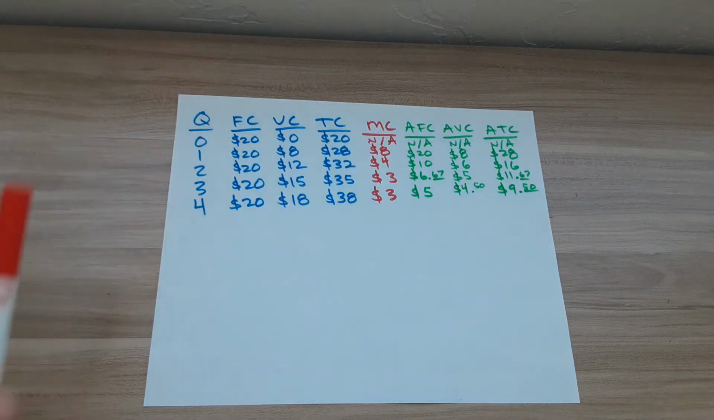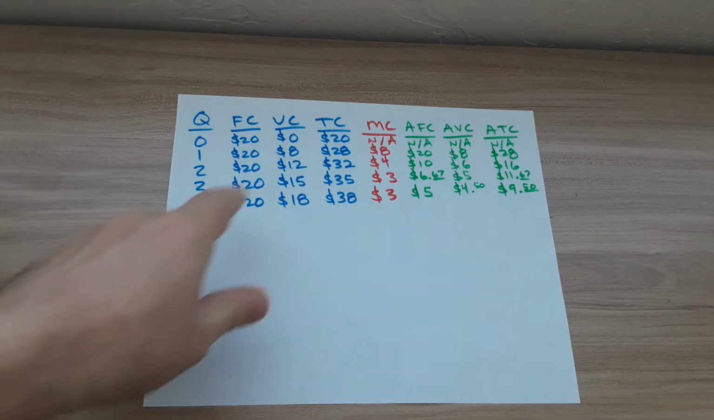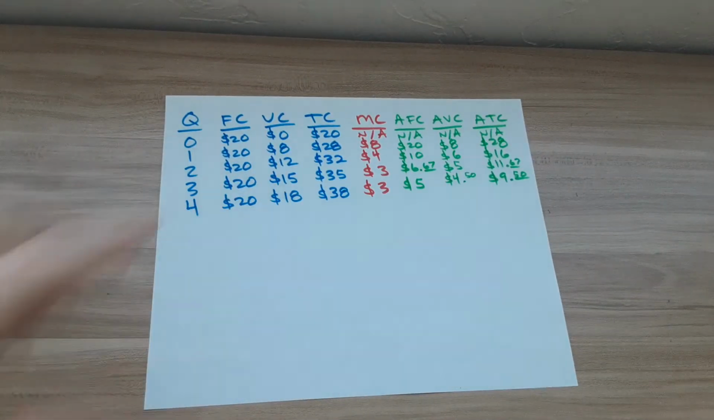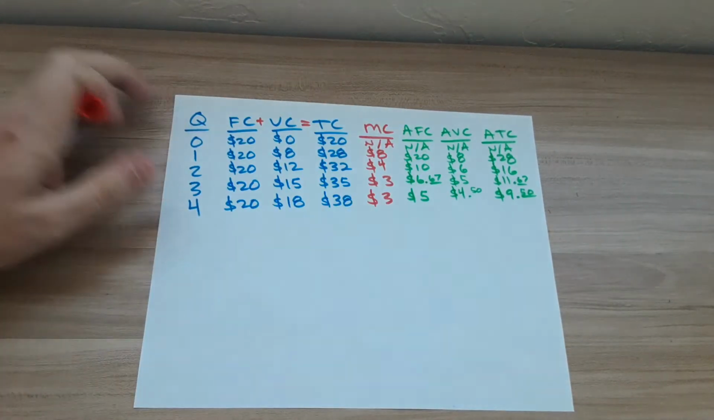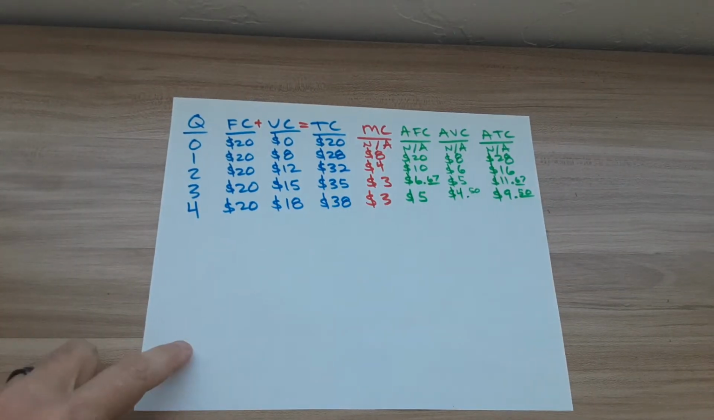So we know fixed cost stays the same. Variable cost is the cost to make the product. As you produce more, your variable cost goes up. Now, your fixed cost plus your variable cost equals your total cost. So these three things have to add up together, and they do on my chart here.